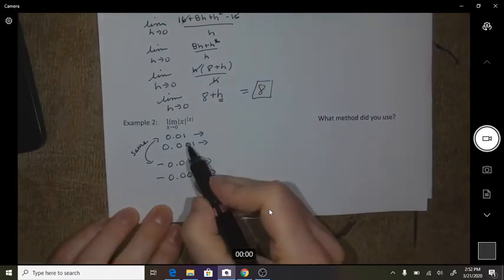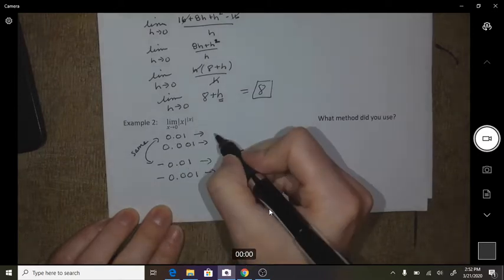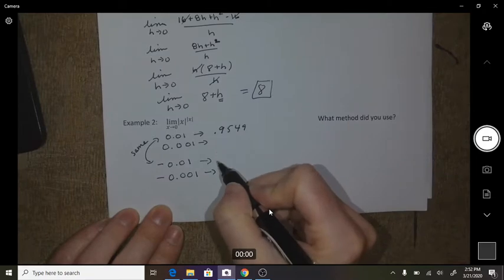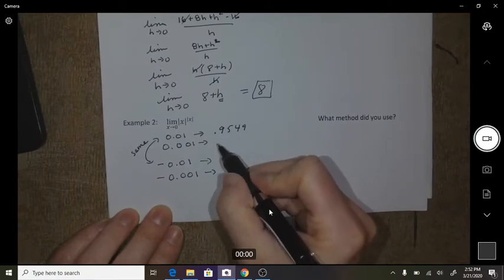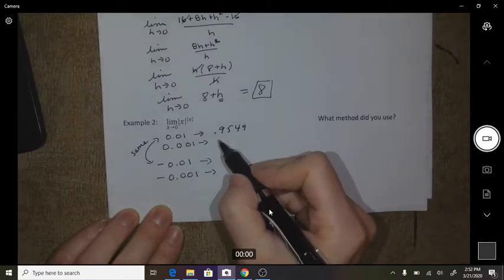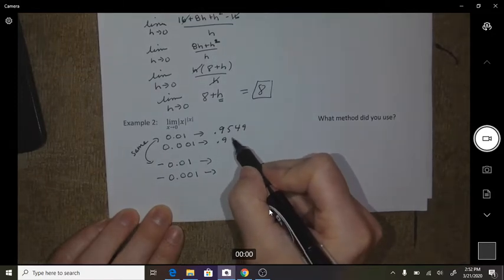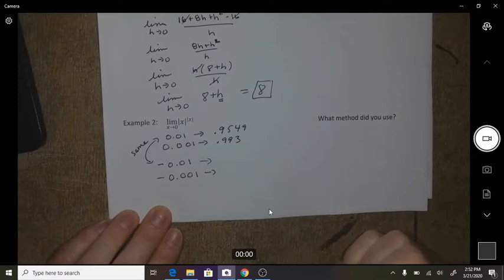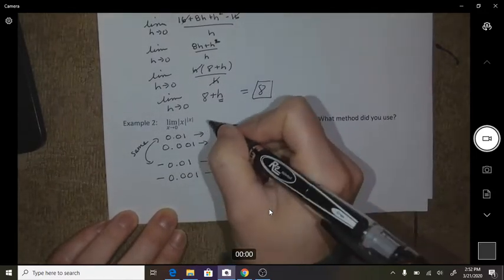Okay, so as we get closer and at 0.01, we're at 0.9594. So that would be the same. And then 0.001 is 0.993. So what is happening? I can see that I'm getting closer and closer and closer to a value of 1.